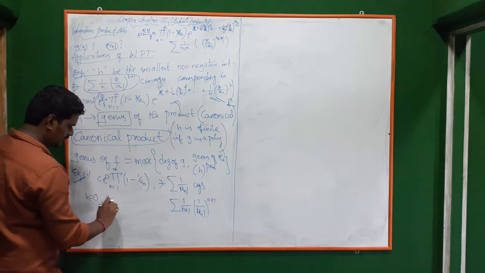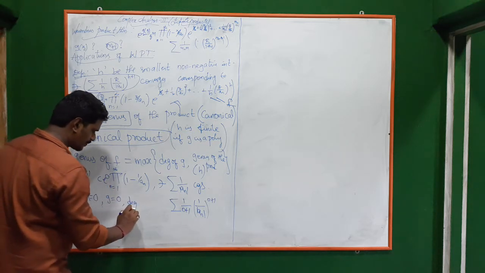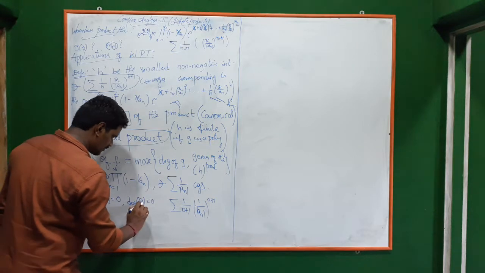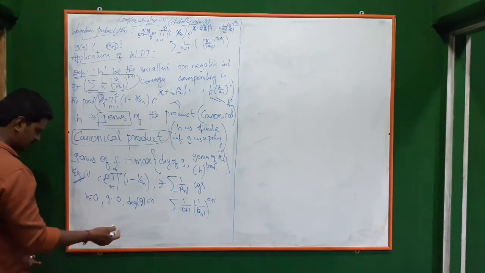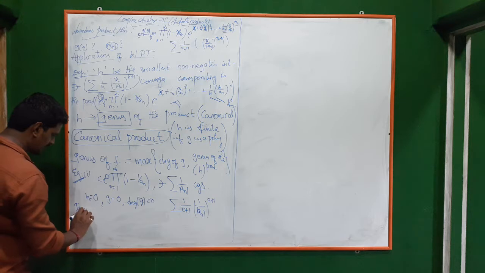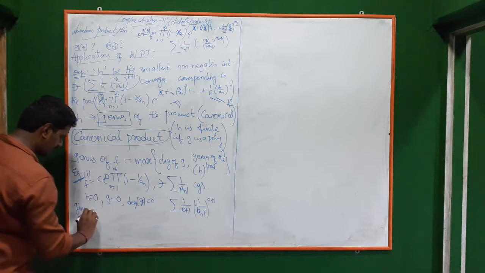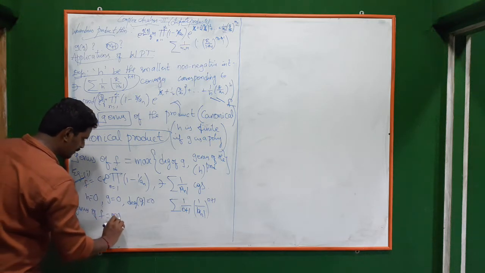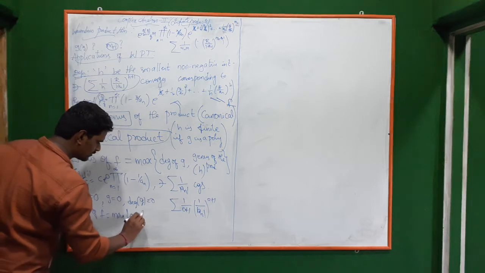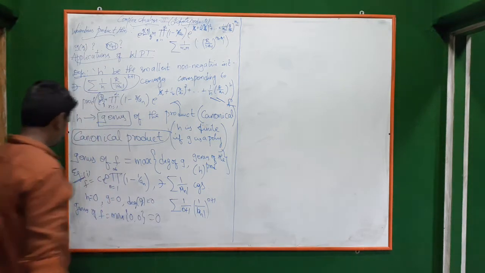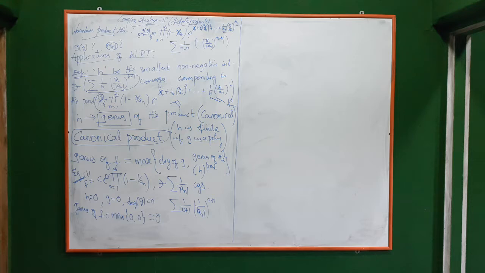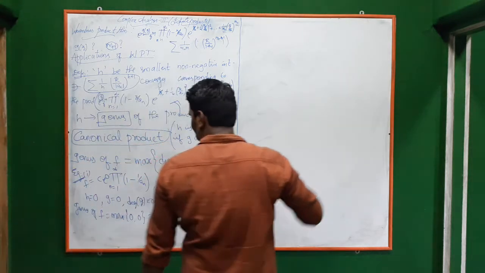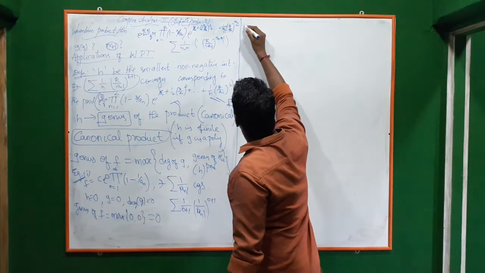So g is also 0, so the degree of g is 0. So the genus of the product is 0, and the genus of the function f is the maximum among these two. Both are 0, so this will also be 0. The genus of this product is also 0.